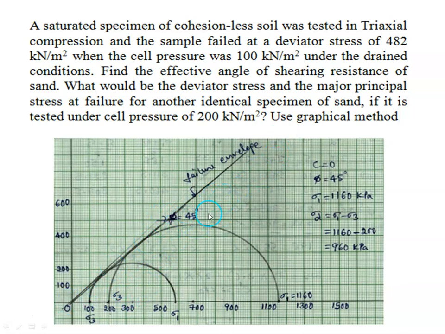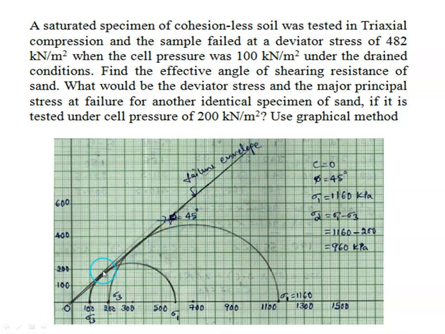First thing is we have to draw the Mohr circle. So how to draw the Mohr circle? Here deviator stress is given, cell pressure is given. Cell pressure is nothing but minor principal stress, and deviator stress plus cell pressure is equal to major principal stress. We can plot both the values on the x-axis, and by taking the center of those two values we can draw the semicircle, which is called the Mohr circle. Then tangent to this circle can be drawn, which represents the failure envelope.